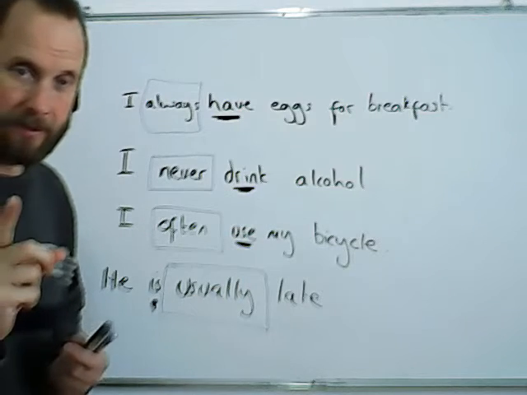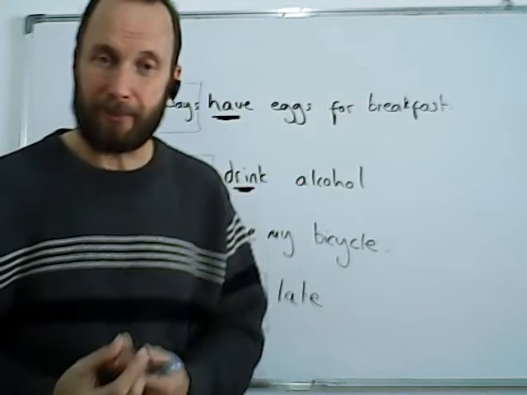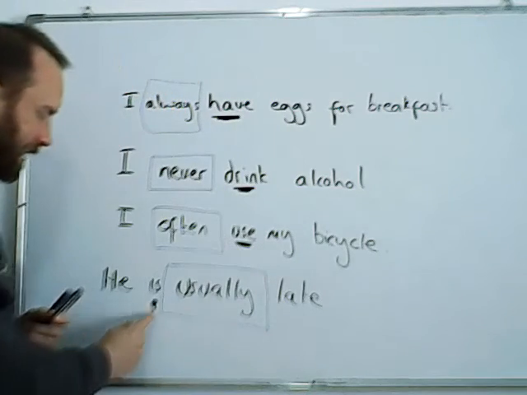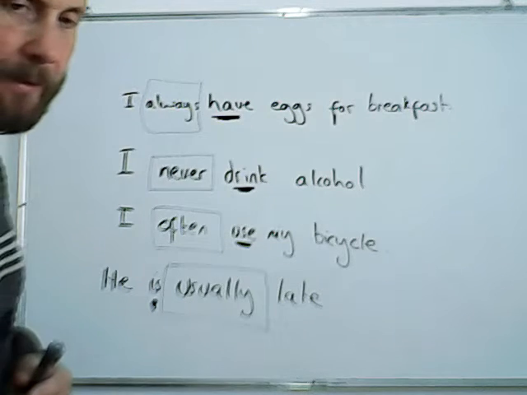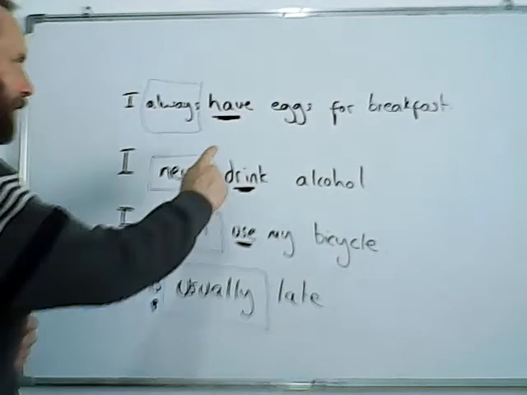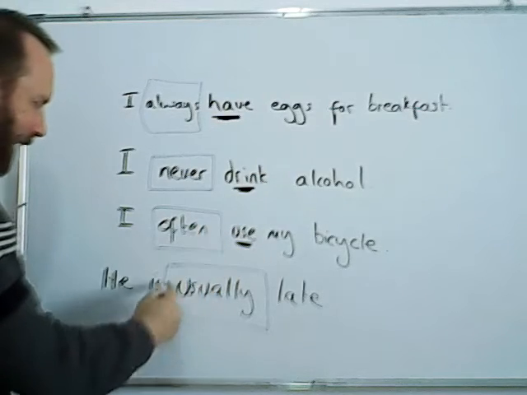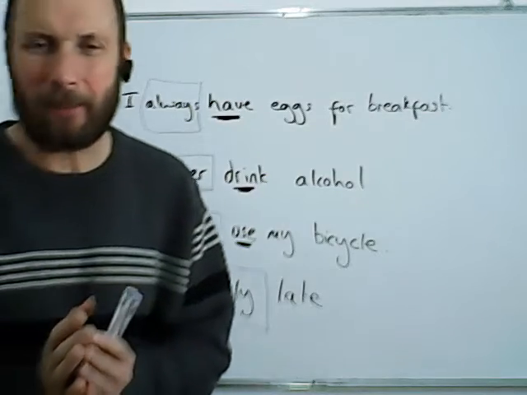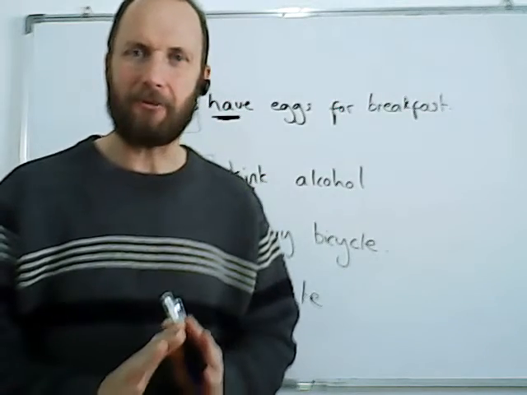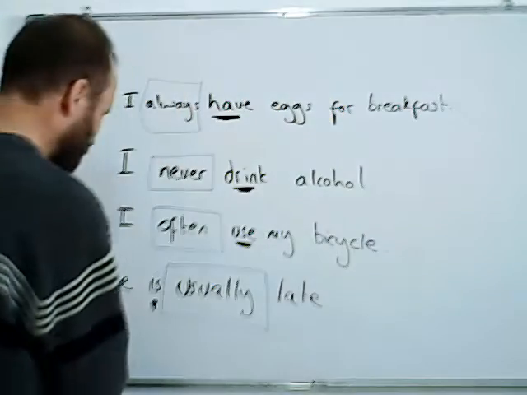But if we use it with the verb to be, then it's after the verb to be. Okay? So, before a main verb or after the verb to be. We can use them in other places, but these are just the general rules to start with, okay? Right. Okay, let me put them in order for you now.